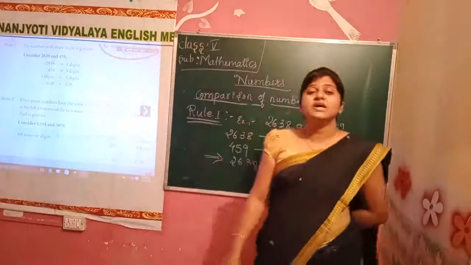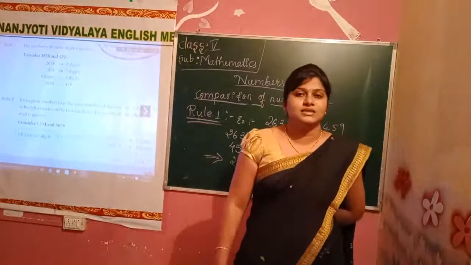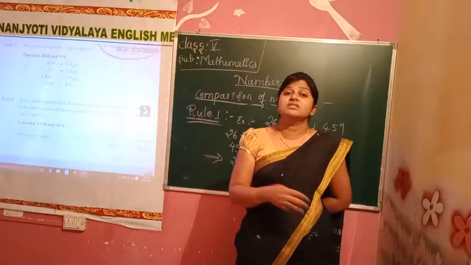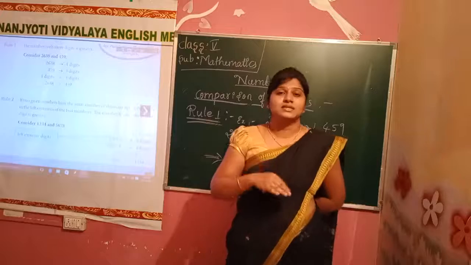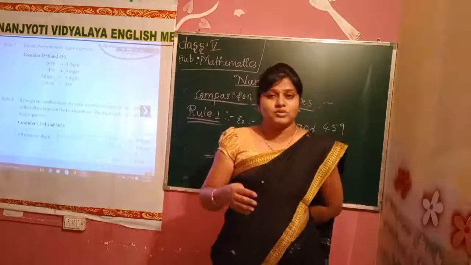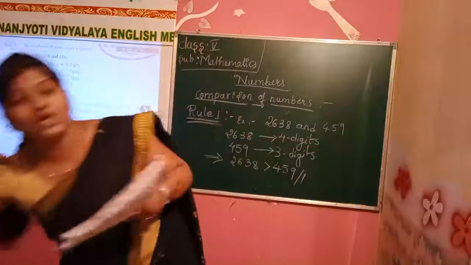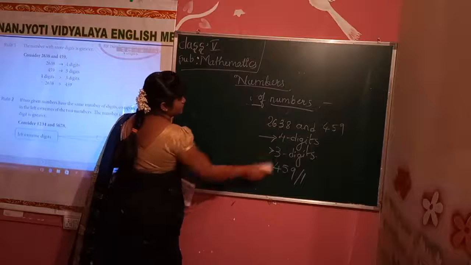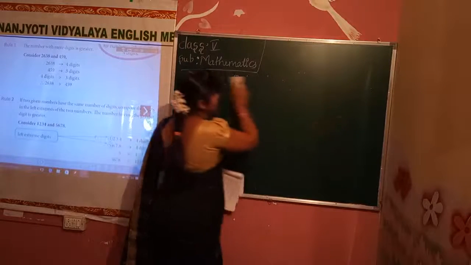When we have different numbers of digits, like 4 digits and 3 digits, then easily we can find which is the greatest and which is the smallest by seeing the digits. Rule 1 is this only. The second one, we'll move on to Rule 2.